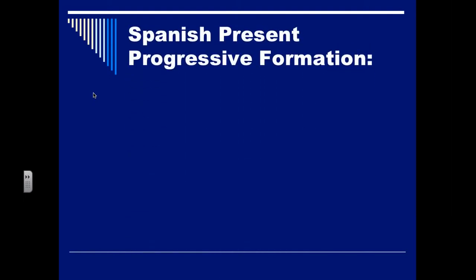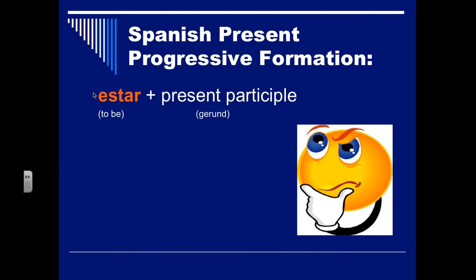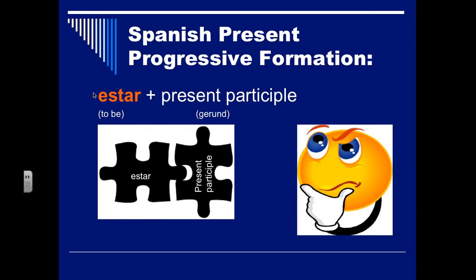The Spanish present progressive formation is very similar to that of English. Let's think about this. We use the verb estar plus the present participle. Estar means to be, and the present participle would be the gerund, so just like in English. So we need estar and the present participle. It's like putting two pieces together. In order to construct the present progressive, you need both a form of estar and the present participle.